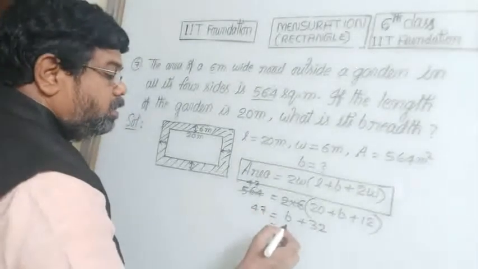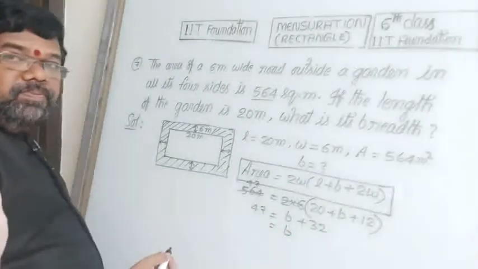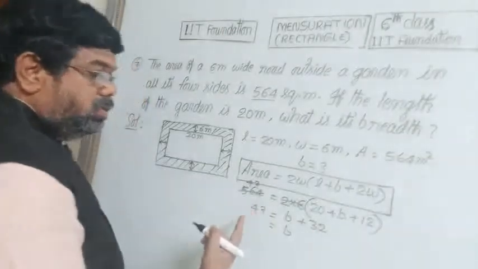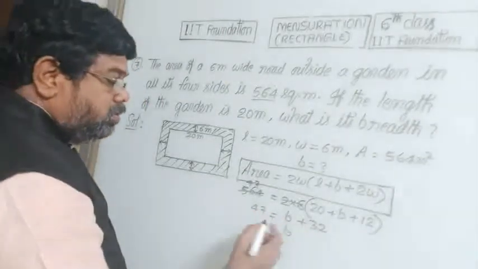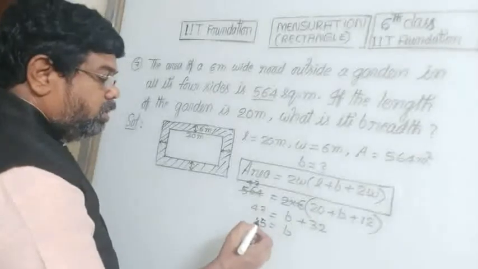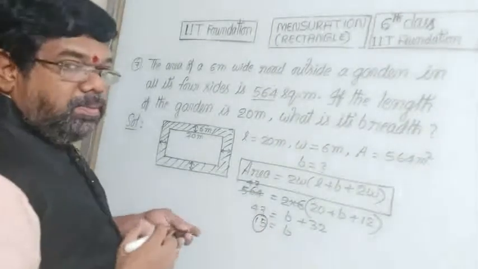By taking that 32 to this side, minus 32, 47 minus 32, how much? 7 minus 2 is 5, 4 minus 3 is 1. So breadth is how much? 15 meters. Okay.